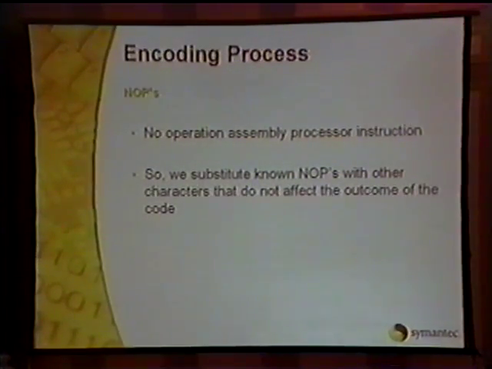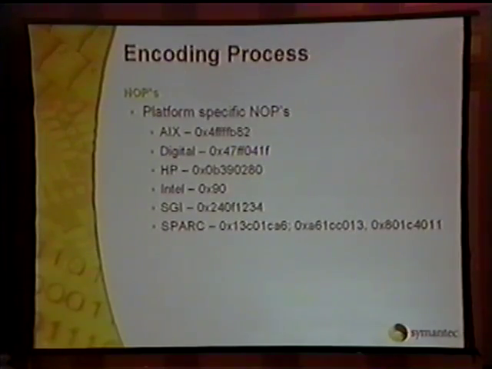Basically, the no operational assembly processor instructions here within the ADM mutate tool, he's basically substituting no-ops with other characters that don't affect the outcome of the code. We see no-ops all the time in buffer overflows, like NOP 90s going across the wire. Here are some platform-specific no-ops that I have, and as we see, the Intels are 90s. Usually there's only one or two registered or published no-ops for each platform, but here we have 3 for Sparc.